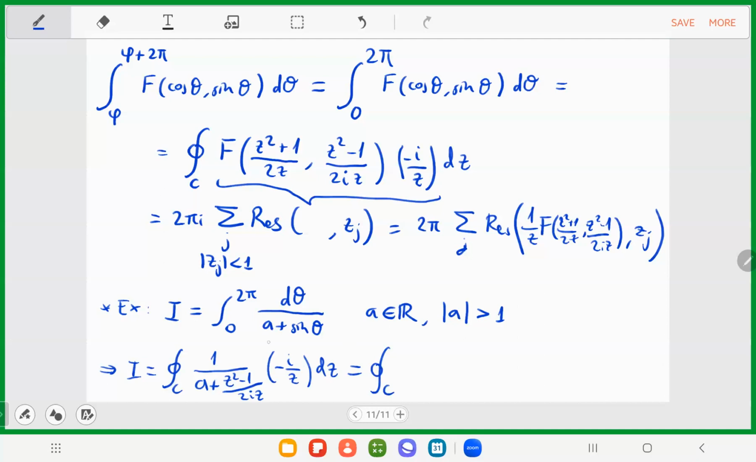Minus i over z. So multiplying by 2iz, I get again 2 times i times minus 1, i times minus i, which is 1. And then we get z divided by z. And then the denominator will be a times 2iz plus z squared minus 1. Okay. Do you agree?